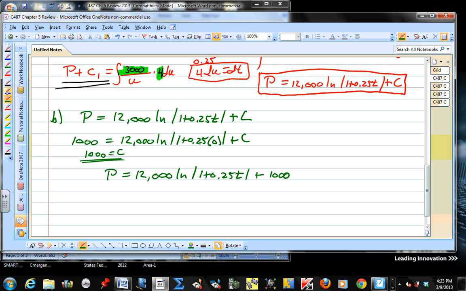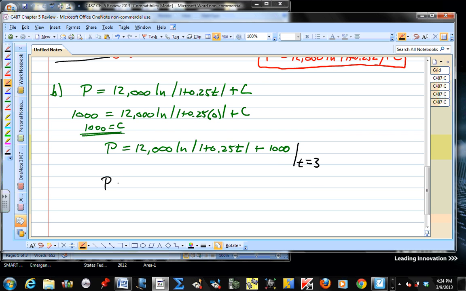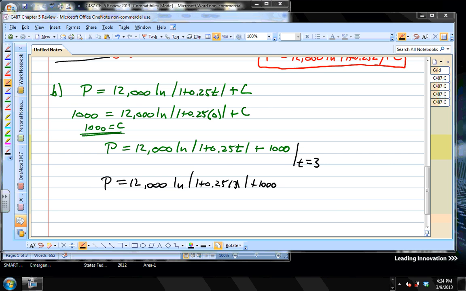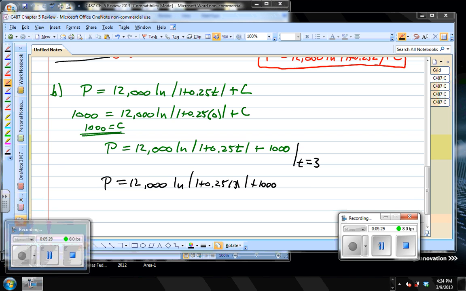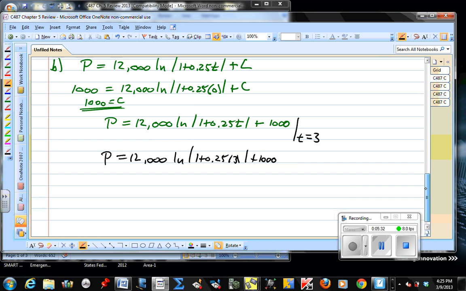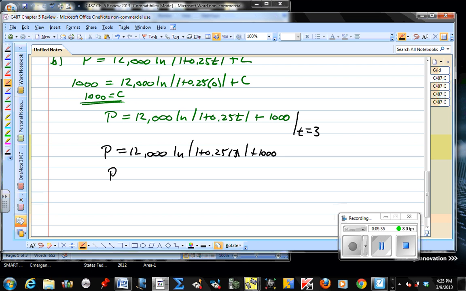Now they want us to evaluate this when t equals 3. They said, what's the population after 3 days? So P is 12,000 times the natural log of the absolute value of 1 plus 0.25 times 3, plus 1,000. Now we want to use our calculator. So we type this in our calculator and you get that P is approximately 7,715 bacteria. It's a population of bacteria, so we're not going to include any decimals. We're going to round to the nearest integer.